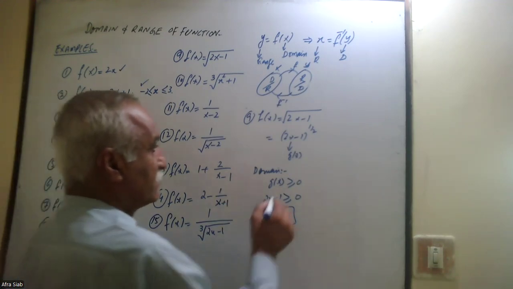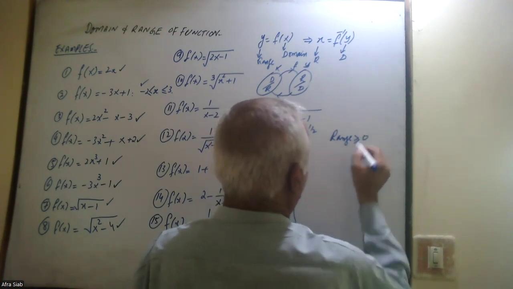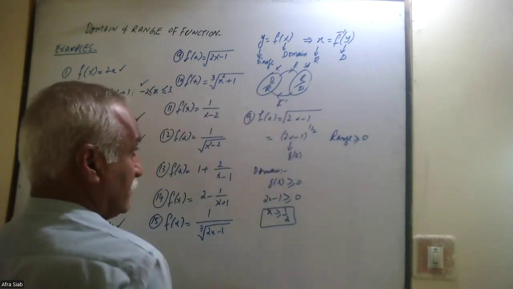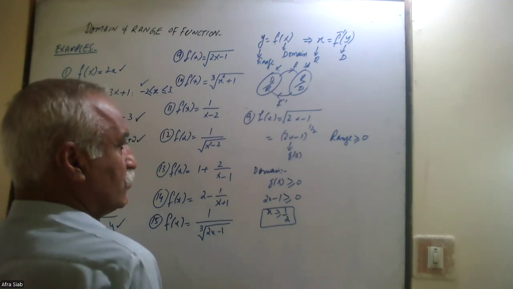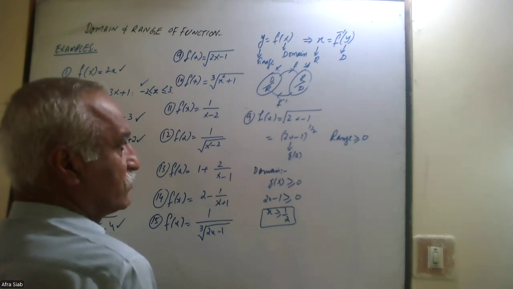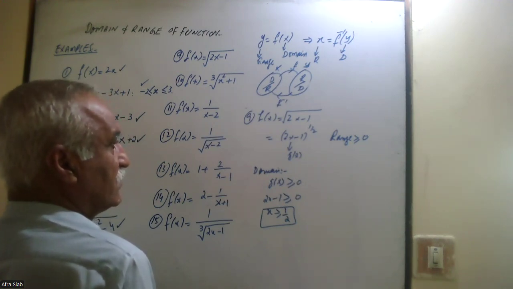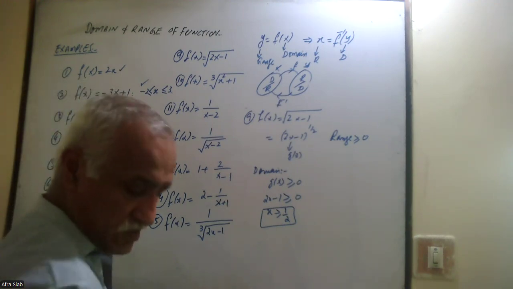And for the range, it should be greater than or equal to 0. Whatever value you put that is more than half, or half itself, you always get either 0 or more than 0 for this function. So the range is the value of y. So the range is greater than or equal to 0.